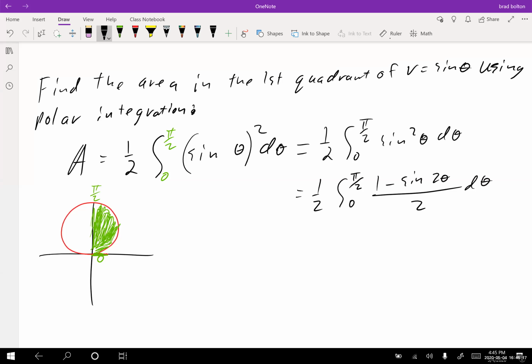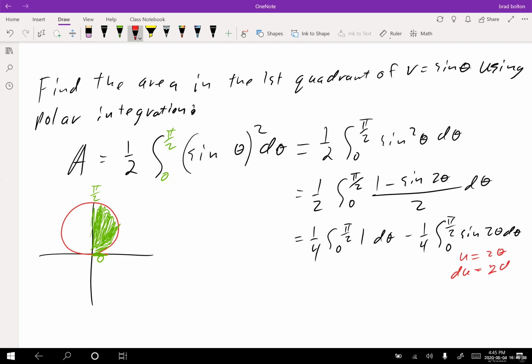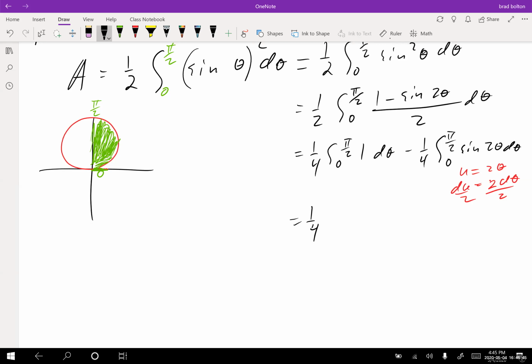Okay, so we then are going to make this 1/4 times the integral from 0 to pi over 2 of 1 d theta minus 1/4 the integral from 0 to pi over 2 of cosine 2 theta d theta. And you guys hopefully know this is a little u sub, right? 2 theta. So you're going to do this quite often. And you're going to get 2 theta divided by 2. So now we're going to have 1/4 times theta minus, now this will be what?